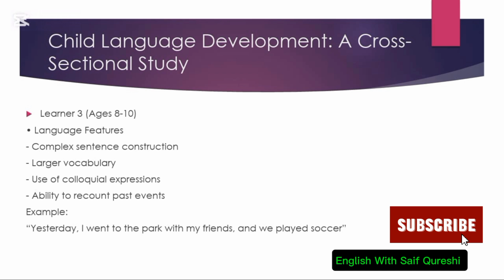For example, a kid says, yesterday I went to the park with my friends and we played soccer. So in this sentence, we can note that this is a complex sentence, because in this sentence "and" is used, that is a conjunction. So it is a complex sentence, and one part of the sentence depends on the other, and that is the quality of a complex sentence.